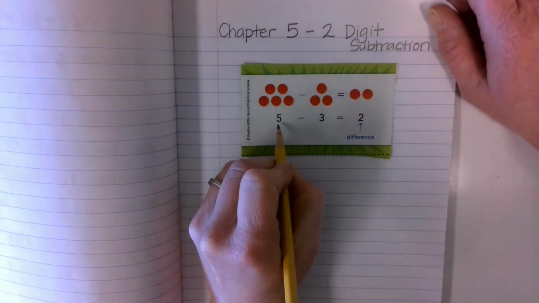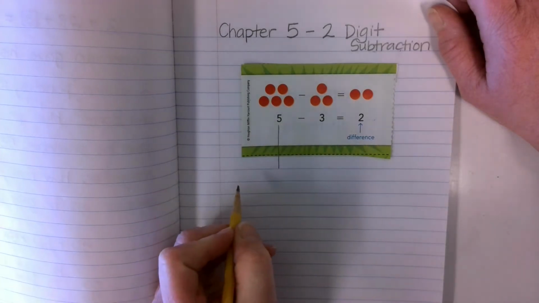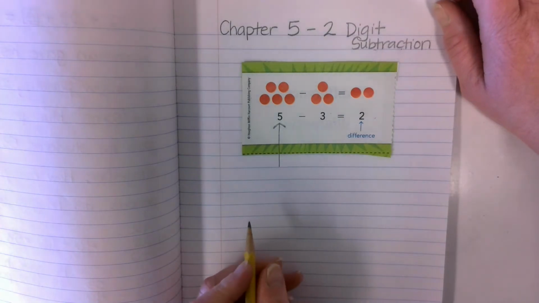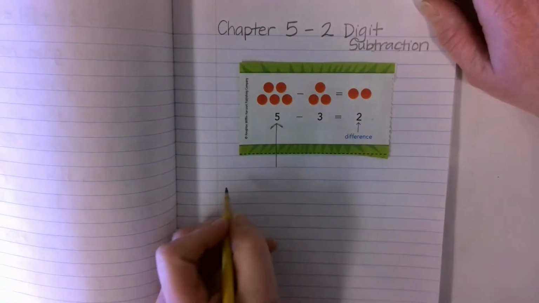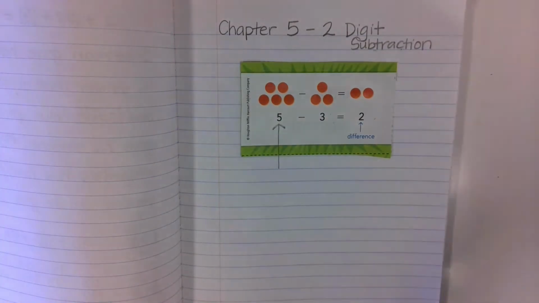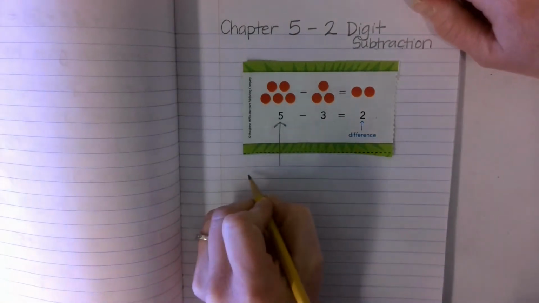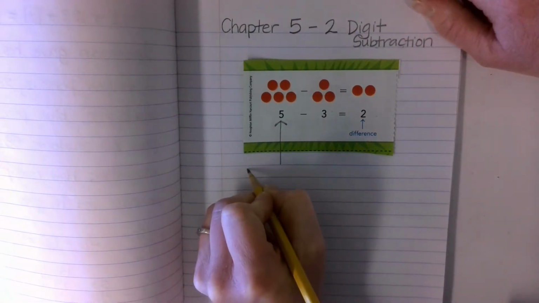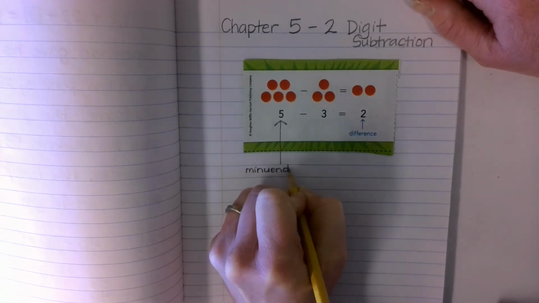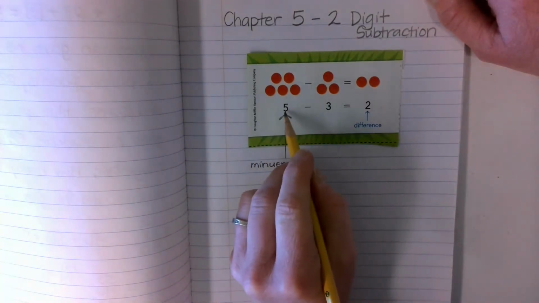So we're going to draw an arrow down from the 5. And this is called the what? Does anyone remember? Oh, you are good. This is the minuend. Minuend, okay? And that is the minuend, this first digit here.